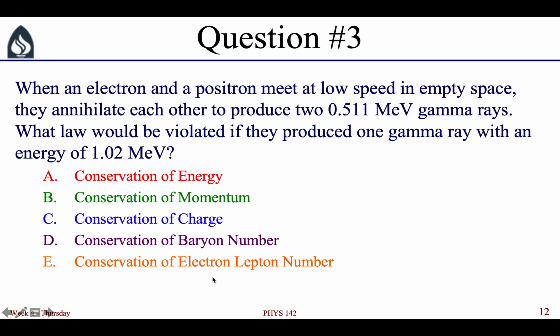So let's next consider this question. When an electron and a positron meet at low speed in empty space, they annihilate each other to produce 2 0.511 MeV gamma rays. What law would be violated if they produced just one gamma ray with an energy of 1.02 mega electron volts?